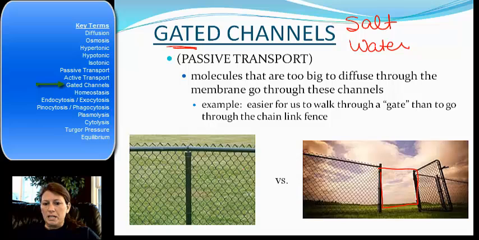Now what's too big, and if you watch this lecture, it will help you with our lab write-up. Okay, what is too big is sugar. If I put under a microscope a salt molecule and a sugar molecule, the sugar is much larger. And so it has to go through a gated channel. In our lab, we'll use a special type of membrane. It's called dialysis tubing. And what happens if I try to force the sugar to go through these little chains, it will actually plug up these holes.